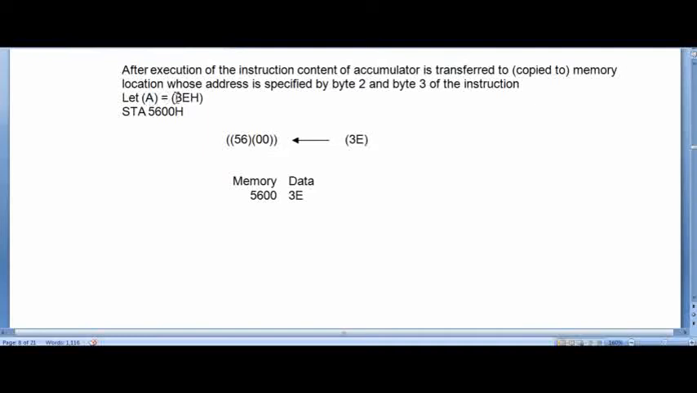For example, A equal to 3E, that means the number present in the accumulator is 3E. What instruction is executed? STA, that means store. We have to store the content of the accumulator. What is present in the accumulator is to be stored. Where is it to be stored? To the memory location 5600. That means the accumulator goes to memory.